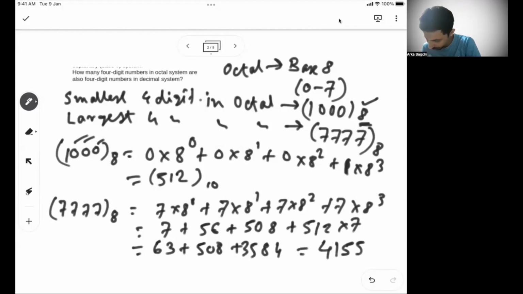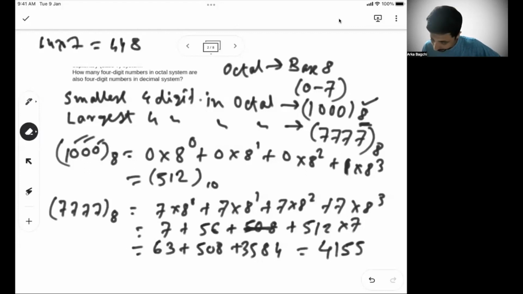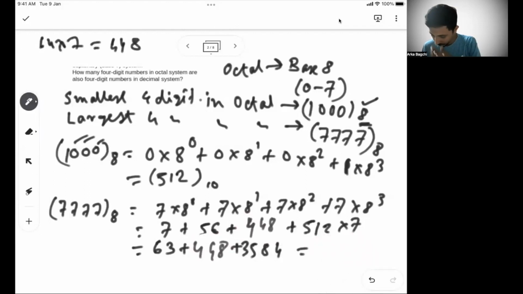Okay. So there is, I think, one mistake here. It's not 508. 64 into 7 gives me what? 448. Sorry, this is 448. So what we'll get here is 448. Okay. So you get 448. So this is 663. Sorry. Plus 448. So your answer will not be 4155. It will be 4095. Yeah. So we have 4095.